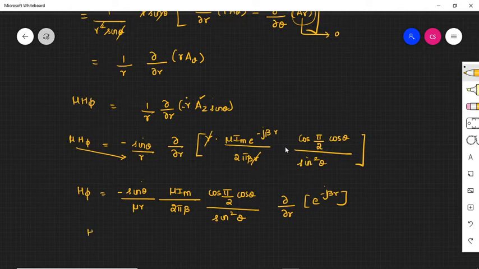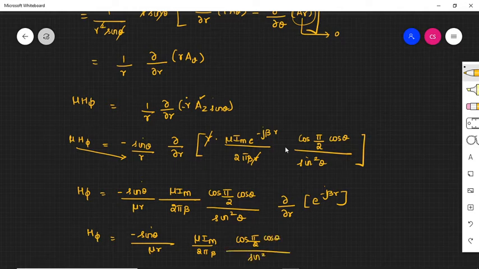Now let us perform the differentiation. So this becomes H phi is equal to minus sine theta by mu r, mu I_m divided by 2 pi beta, cos of pi by 2 cos theta divided by sine square theta, and differentiating this we will be getting this as e power minus j beta r into, r becomes 1, minus j beta. Now cancel out the possible terms once again.